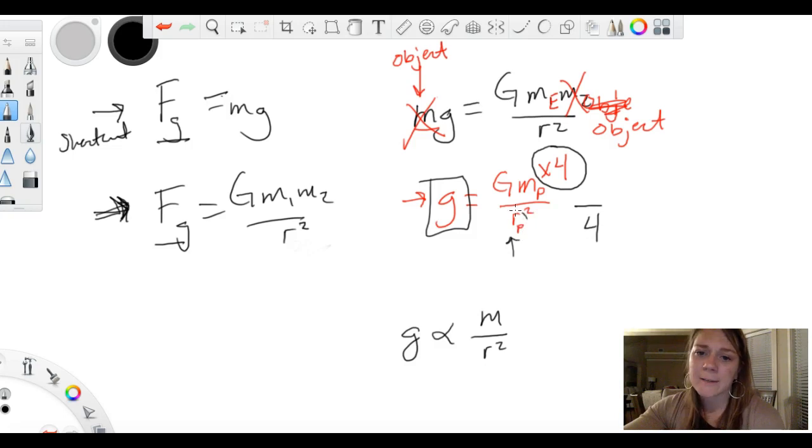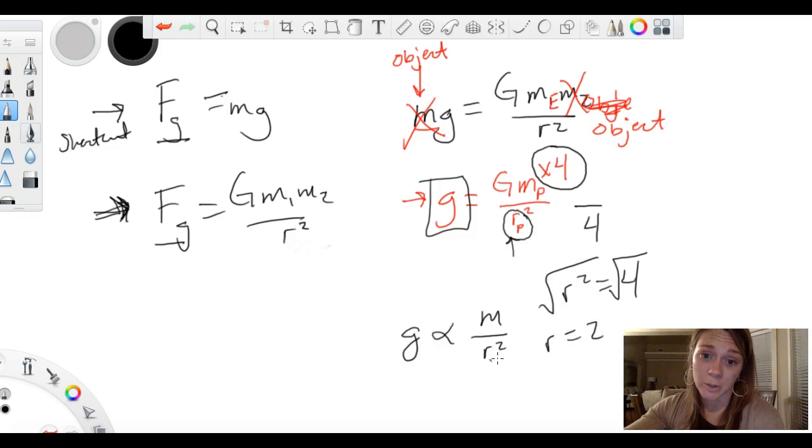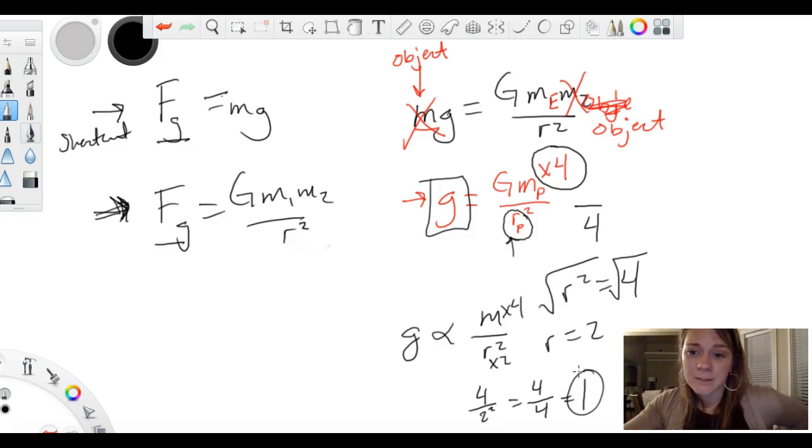So what do I need the radius to be equal to if I want the radius squared to be equal to 4? Well, you can quickly see, take the square root of both sides, and I want the radius to be equal to 2. So if I double the radius and quadruple the mass, then those 2 effects cancel each other out, because I would have 4 over 2 squared, which is equal to 4 over 4, which is equal to 1. So my g factor didn't change by anything. It's still g. So doubling the radius, in fact, cancels out a quadrupling of the mass.